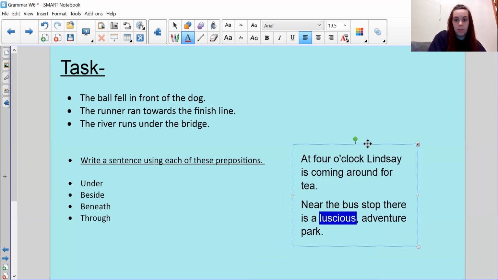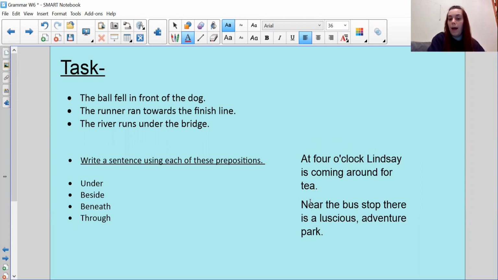Spelling, checking my punctuation for my expanded noun phrase, and that tells us where. Near the bus stop is where the park is. Then I do my next one. So you need to write me 4 sentences, 1 with under in, 1 with beside, 1 with beneath, and 1 with through, and then you need to underline the first 3.